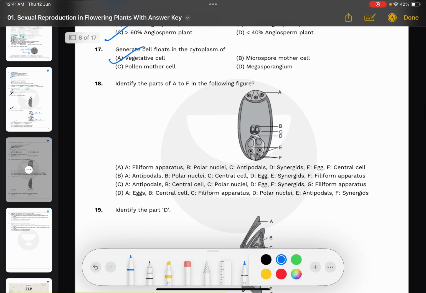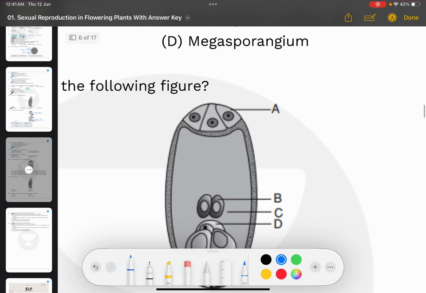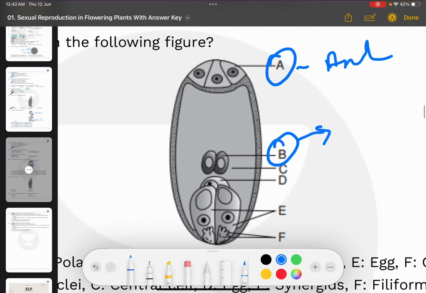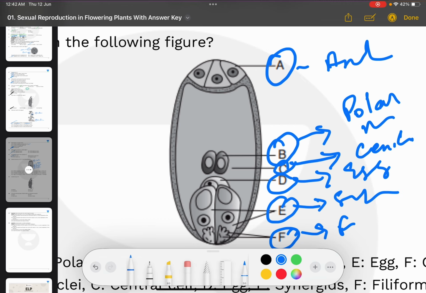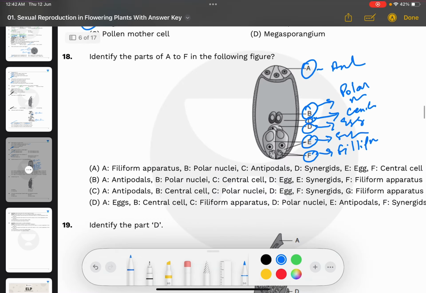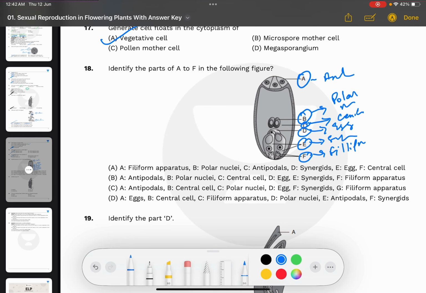Identify the parts from A to F. This is what we call the antipodal cells. What we have done earlier was a repeated question. This is what we say the polar nuclei. I'm sorry for this. Polar nuclei. We call C the central cell. We call D the egg. We call E the synergid. We call F the filiform apparatus. So starting with A, that's the antipodal. After that, polar nuclei, then the central cell, egg, synergid, filiform.